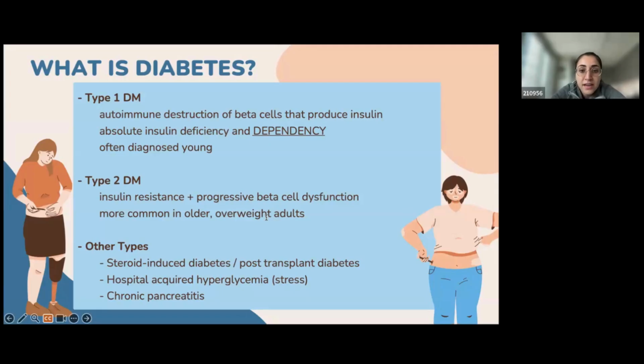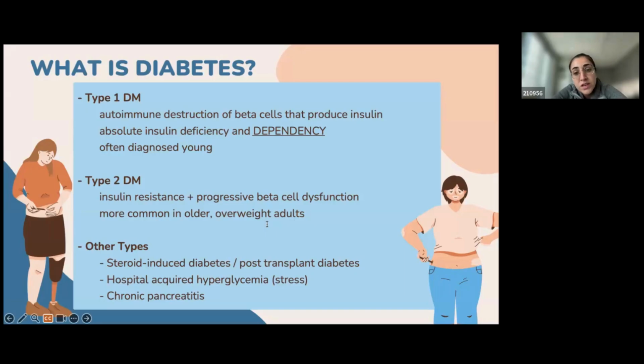Type 2, on the other hand, is mostly a combination of insulin resistance and progressive beta cell dysfunction, meaning that the body does not really use the insulin effectively, and then over time, insulin production does decline. So even though we don't typically start with insulin management in the beginning, generally over time patients do end up needing insulin for their management.